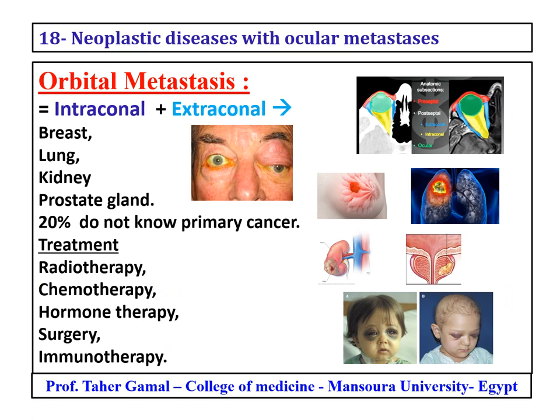The last group is neoplastic diseases with ocular metastasis, which may lead to orbital metastasis, intraconal, in the cone of the muscle, extraocular muscles, or extraconal. These metastases come from the breast carcinoma, or lung pulmonary carcinoma, or kidney, or prostate gland. 20% do not know the primary cancer. The treatment of the orbital metastasis is by radiotherapy, chemotherapy, hormone therapy, surgery, and immunotherapy.